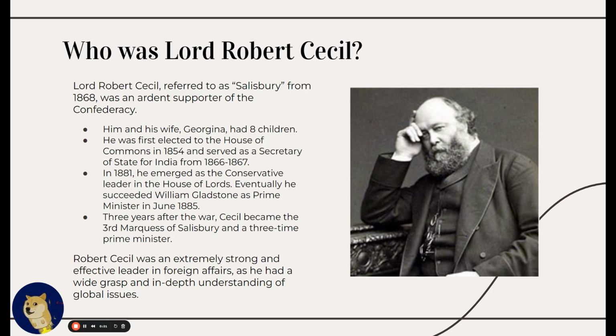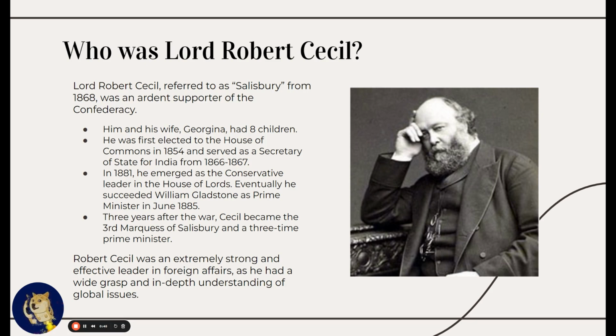Lord Robert Cecil, also known as Salisbury from 1868 onwards, was a staunch supporter of the Confederacy. He and his wife, Georgina, had 8 children. Cecil began his political career by winning a seat in the House of Commons in 1854 and later served as Secretary of State for India from 1866 to 1867.